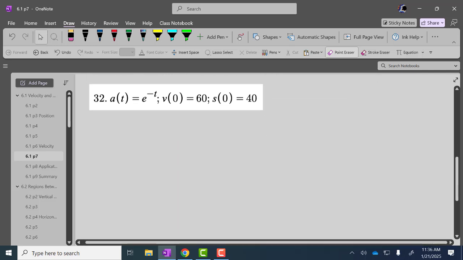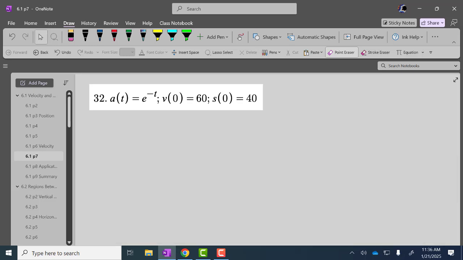Pop your hand up if you have a question, if you're stuck on a step here, and I will nudge you in the right direction. Perfect.